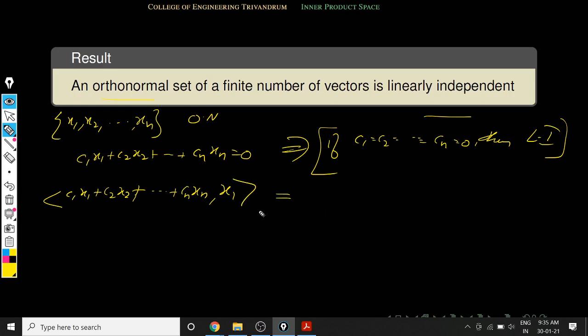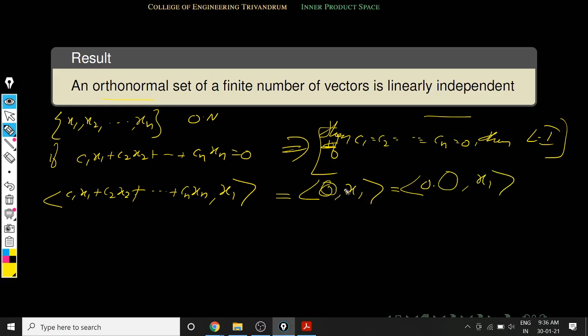What about our assumption? Our assumption is this is equal to 0. If this is equal to 0, then all the c's are 0, then we can say that they are linearly independent. So our assumption is this linear combination equal to 0. So this becomes the inner product of 0 with x1, isn't it? And this 0 stands for the zero vector, because here x1, x2, ..., xn are vectors, so their sum is a zero vector. We know that every zero vector can be written like this. You can write the scalar 0 times the vector 0, comma x1. This is the zero vector.